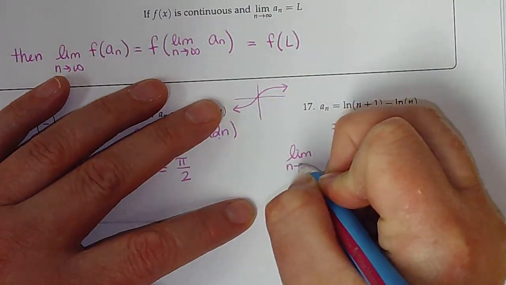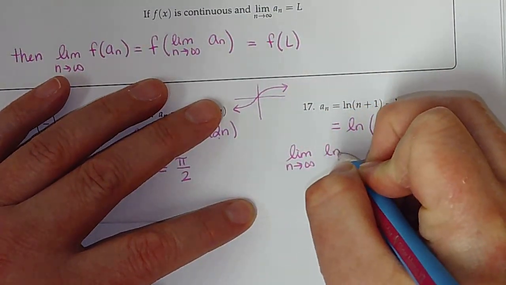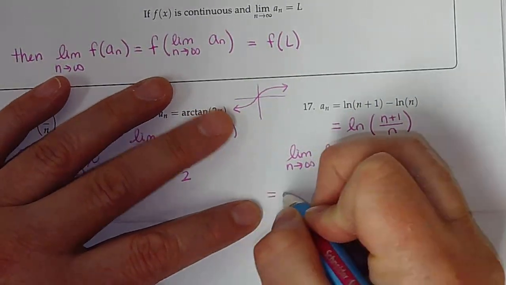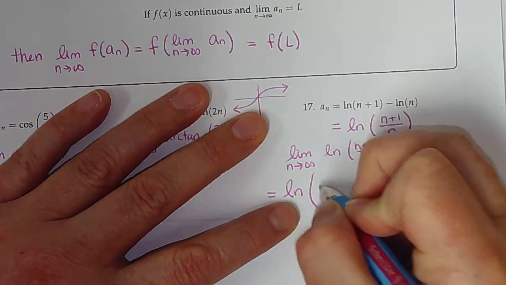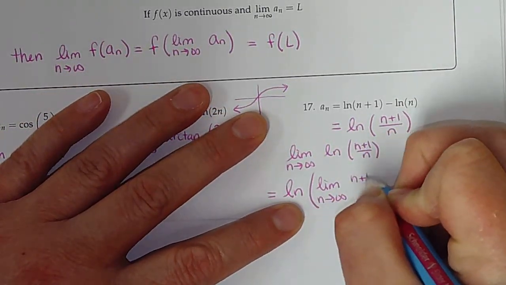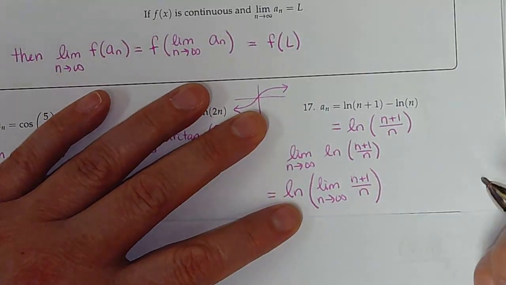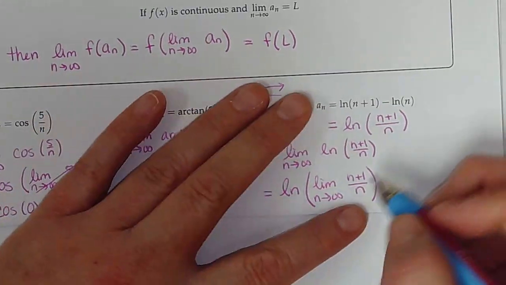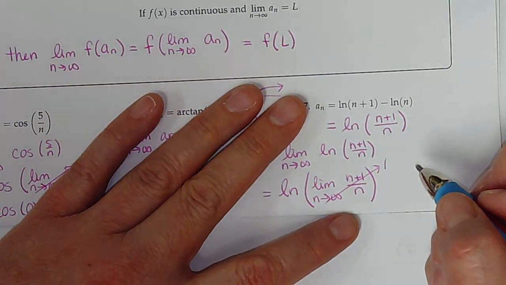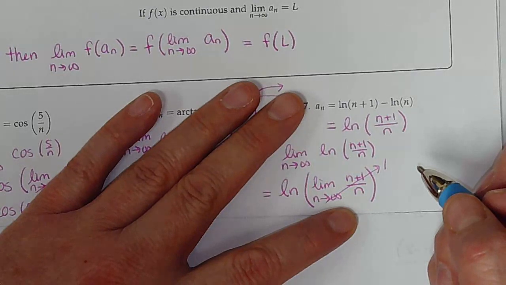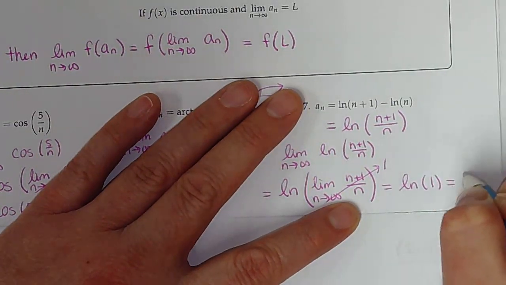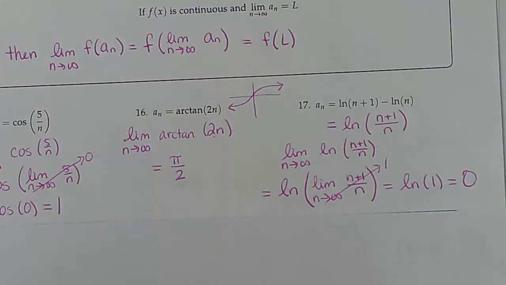So the limit as n goes to infinity of ln of (n plus 1) over n is equal to the natural log of the limit as n goes to infinity of (n plus 1) over n. Okay, so I was able to bring that limit inside. If I take that limit as n goes to infinity, (n plus 1) over n goes to 1. And so I'm looking at the natural log of 1, which is equal to 0. Okie dokie.